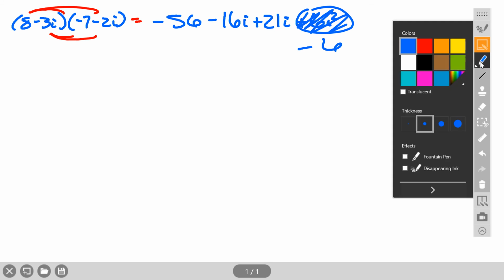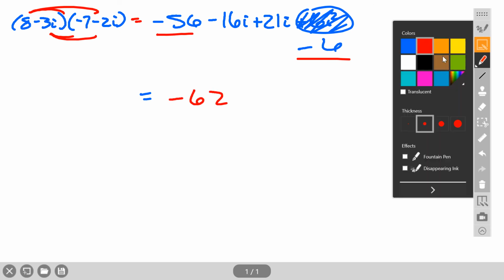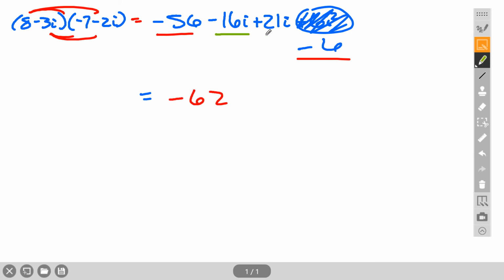So now we combine the real parts and the imaginary parts. Negative 56 and negative 6 is negative 62. And then negative 16i plus 21i is positive 5i. And that would be our product, negative 62 plus 5i.